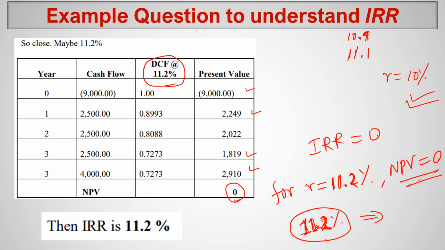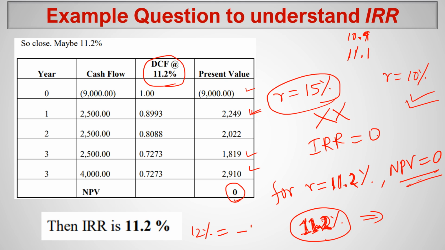But maybe in the last 2 years during the economic crisis in Sri Lanka, we go to the bank and ask what the discount rate is. They say it's like 15 percent. Then we reject. Why do we reject? Because we know 11.2 percent is the balance condition. If we go higher, say to 12 percent, what happens? We got minus 148. So NPV is negative even for 12 percent. So we don't want to accept this project.